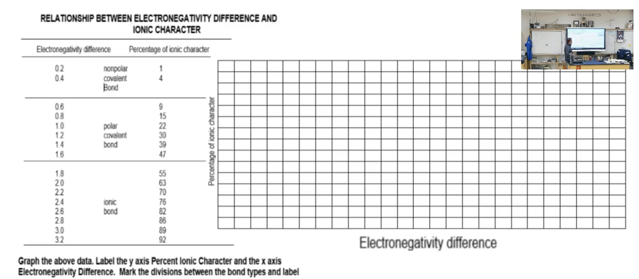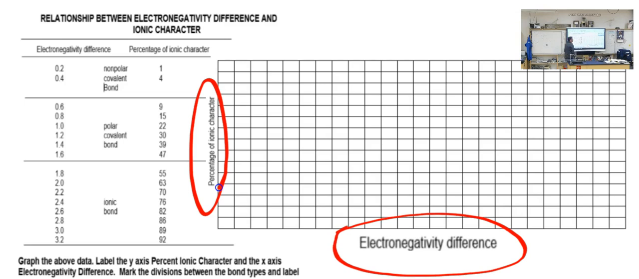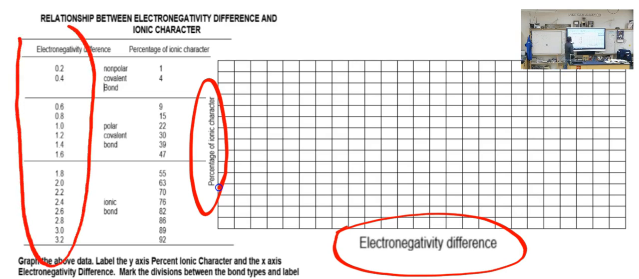So what you're going to do, the instructions say graph the above data, label the y-axis percent ionic character, which is what I've already done. So there's your y-axis label, and your x-axis label is electronegativity difference. And anytime the sub needs to pause this so you can do this, go ahead and ask her to pause it.